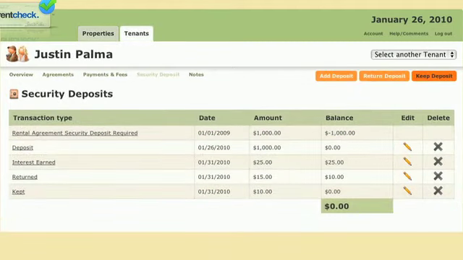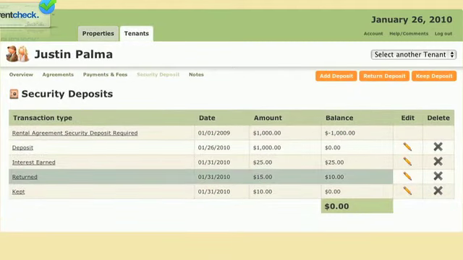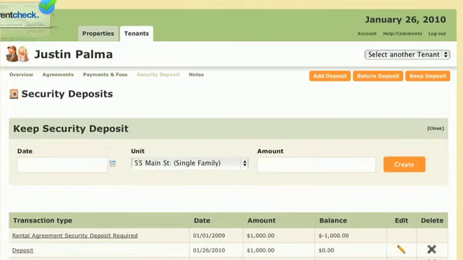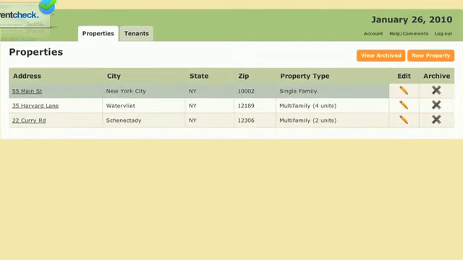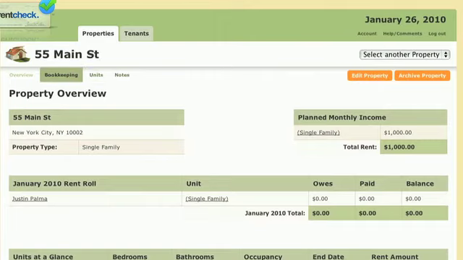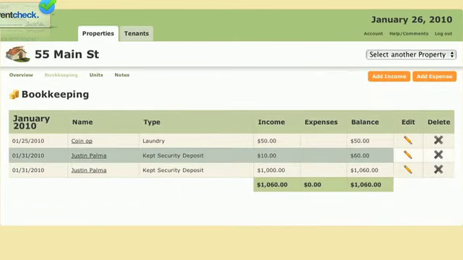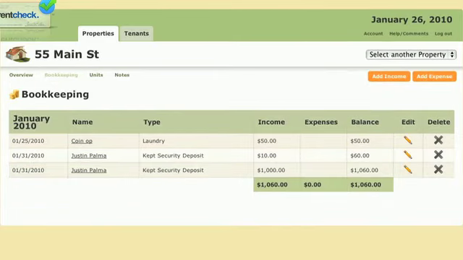So you would do the same thing if this tenant were to move out. You would keep however much damage. So if they were awful and you kept the whole thing, you are keeping this $1,000. It says negative $1,000 because you kept it. And then again, 55 Main Street in bookkeeping, we kept that security deposit too. So that was taxable income of $1,060.